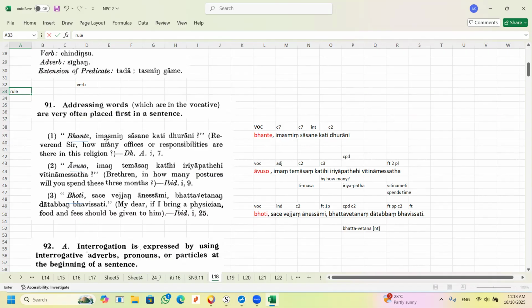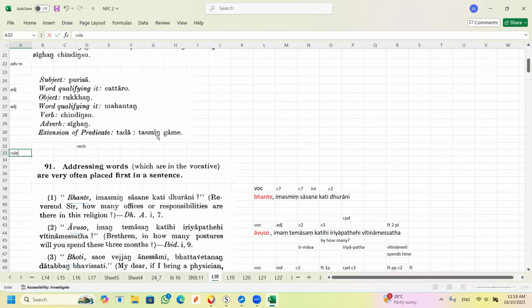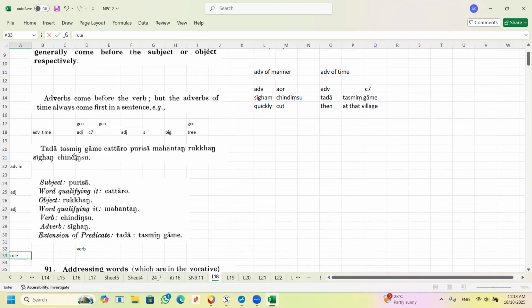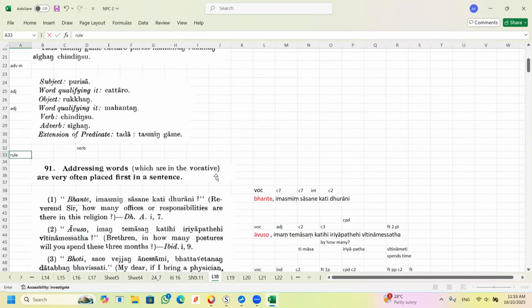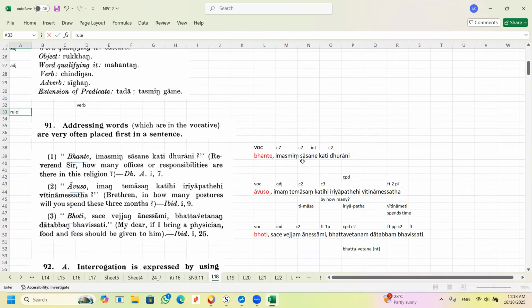Bante. You see, also locative. Imasmin sasane. Kati durani. You see now. So the typical pattern is vocative, locative. Without vocative, locative first. Like this one, vocative first. This is very typical. Adverb of time also first. Okay, never mind. In this case, Imasmin sasane, GCN, gender, case, and number. All right.